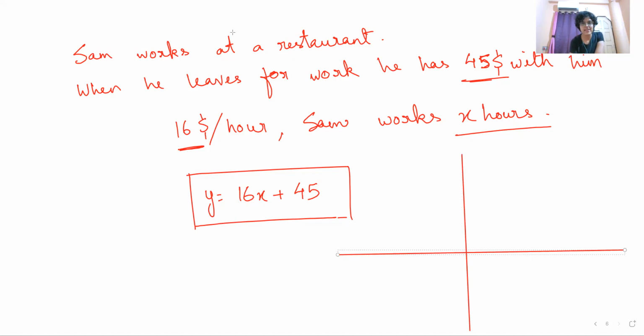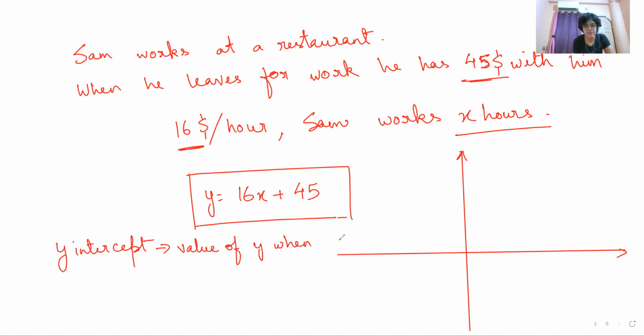Again, we can see that the equation here is in the slope intercept form. So we already know the y-intercept, right? What does the y-intercept imply? First, let's see it in a practical setting, and then we are going to draw it. So y-intercept means the value of y when x is 0. We know that.